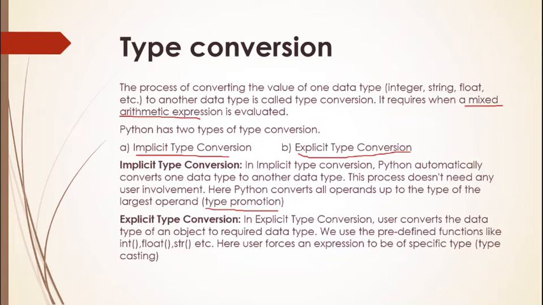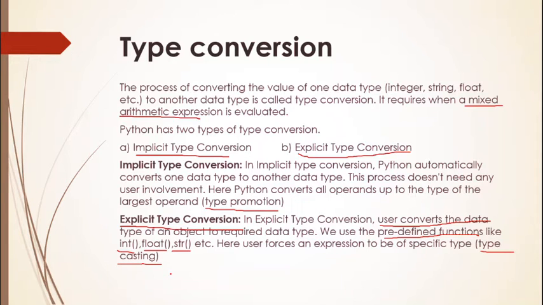Now, what is explicit type conversion? In explicit type conversion, the user converts the data type of an object to the required data type. Here the user converts the data. The user has to give some statements, some commands, to convert the data to the required data type. We use predefined functions. Some functions are used to convert data to a particular data type, for example int, float and string. Here the user forces an expression to be of a specific type. This is also known as typecasting.